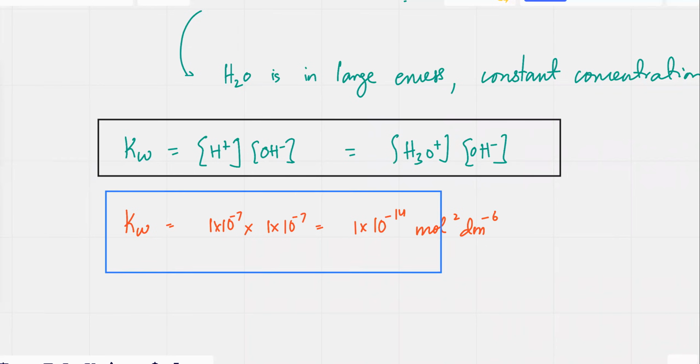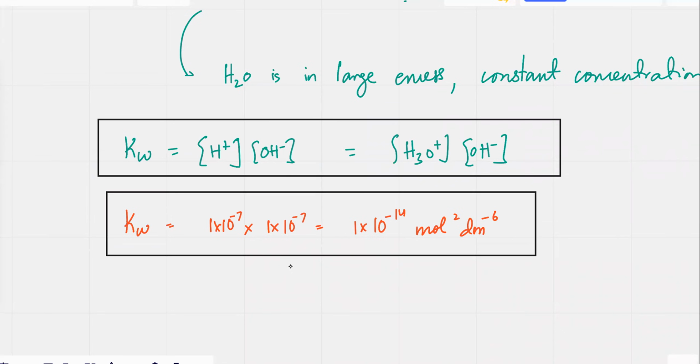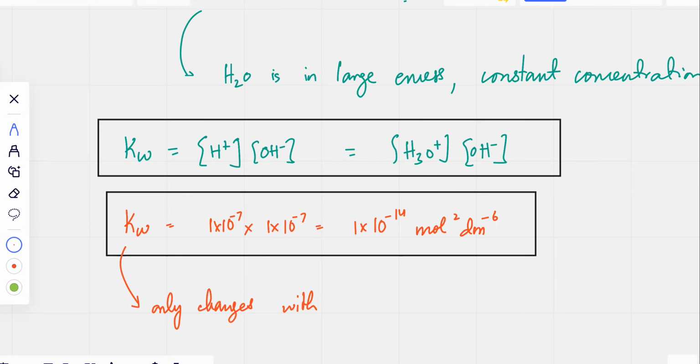Okay, so you have your value of Kw, 1 times 10 power minus 14. Now the question is, why is Kw important in the first place? Remember, Kw is a constant, so its value is always going to be 1 times 10 power minus 14. It's an equilibrium constant. When does the value of an equilibrium constant change? Change in temperature. It only changes with temperature. Remember, pressure and concentration are not going to have any effect because the equilibrium would automatically adjust.